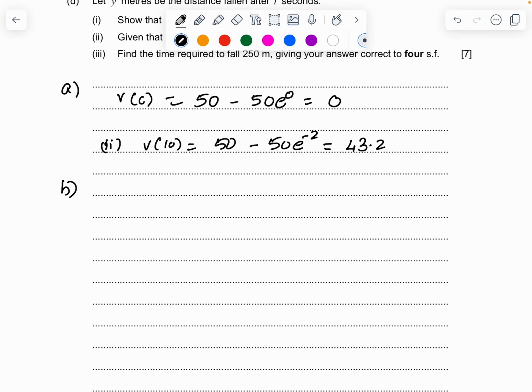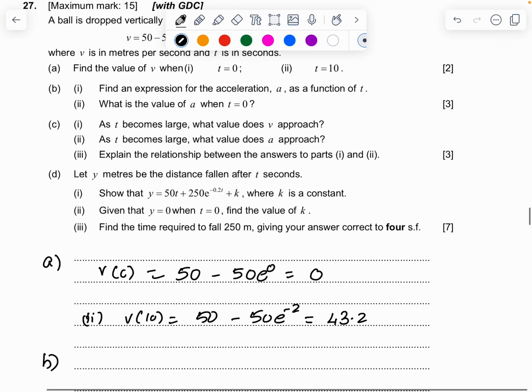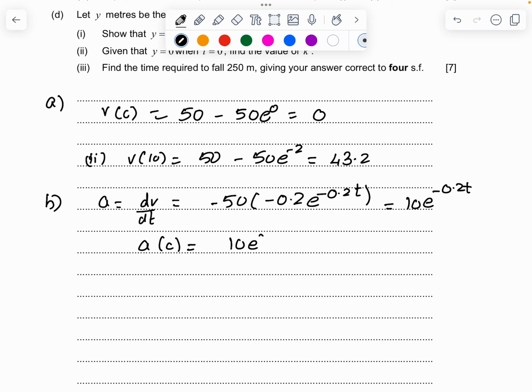Now for part B, find an expression for the acceleration and what is the value of a when t equals 0. Acceleration is nothing but dv upon dt, which is negative 50 times minus 0.2 e to the power of minus 0.2t, which is 10 e to the power of minus 0.2t. Now acceleration at 0 should be equal to 10 e to the power of 0, which is going to be 10. That was for part 1 and part 2.